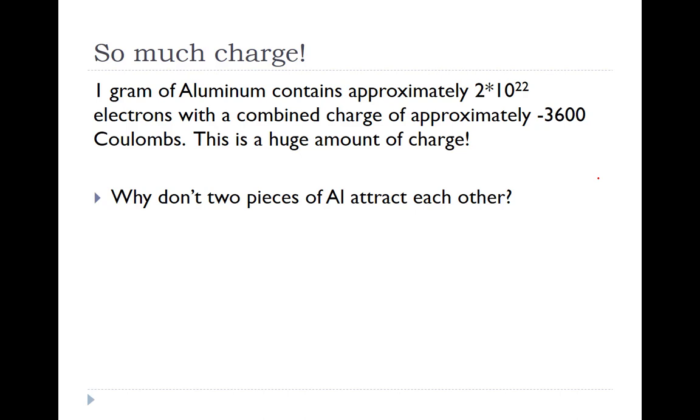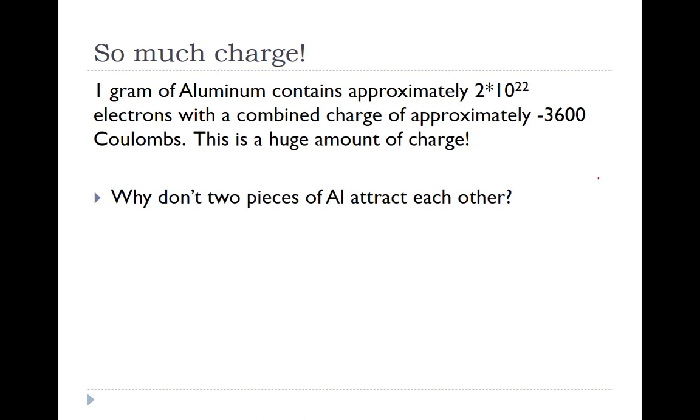And imagine if it weren't 1 gram of aluminum. Imagine if it were a bigger item. Imagine it was you or I. I'm certainly a lot more than 1 gram worth of mass here, right? So why am I not automatically electrically attracted or repelled from everything? Because of the huge amount of electrons that are contained within me.